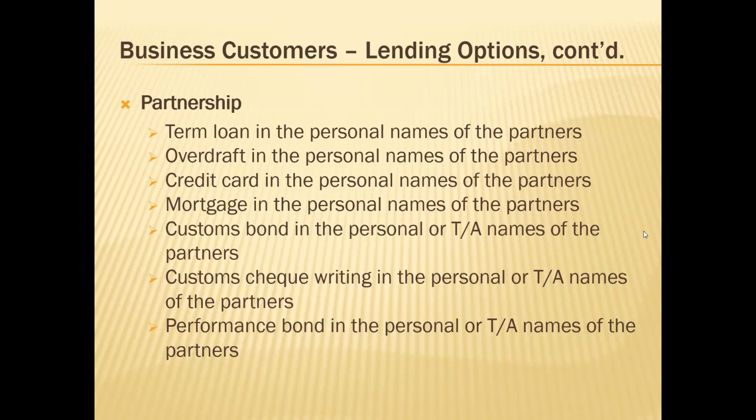Okay, so that's both for proprietors and the partnerships, and that applies to customs bonds, customs check writing facilities, and performance bonds. Performance bonds are not for import purposes. They are normally used by contractors for the most part, or people involved in construction or something similar. But again, we will look at those three types of facilities later on when we get into chapter 4. Okay.